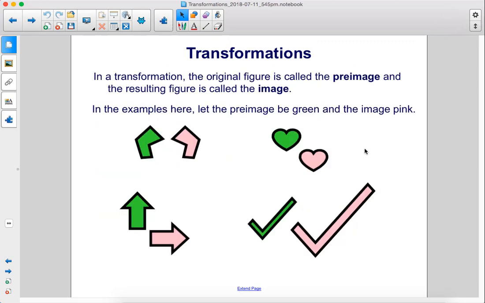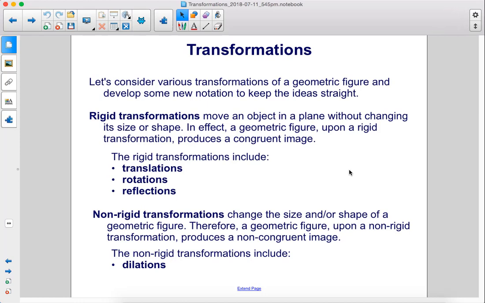In a transformation, the original figure is called the preimage, and the resulting figure is called the image. In the examples here, let the preimage be green and the image pink. Let's consider various transformations of a geometric figure and develop some new notation to keep the ideas straight. Rigid transformations move an object in a plane without changing its size or shape. In effect, a geometric figure upon a rigid transformation produces a congruent image. The rigid transformations include translations, rotations, and reflections.